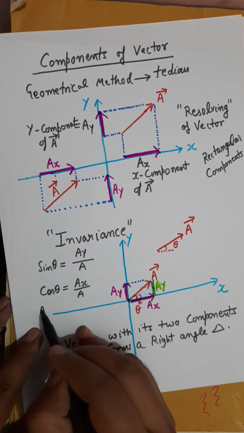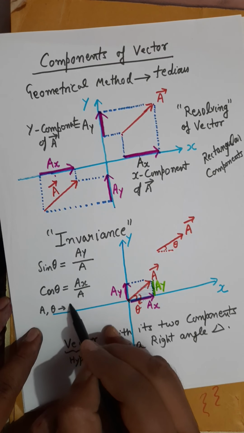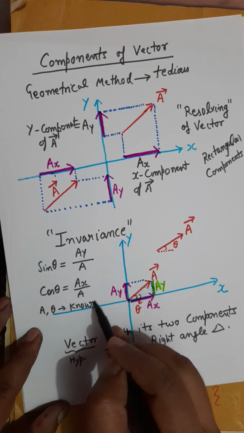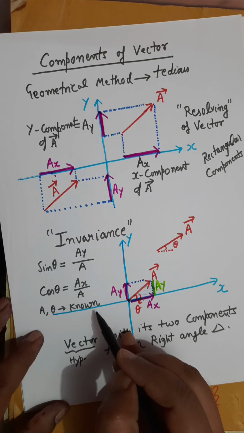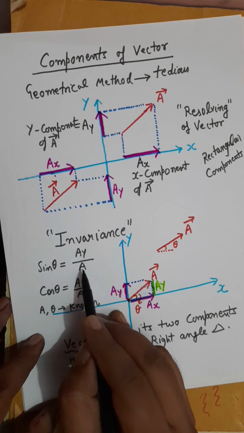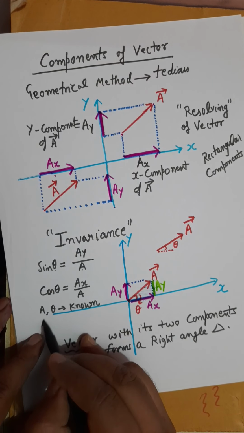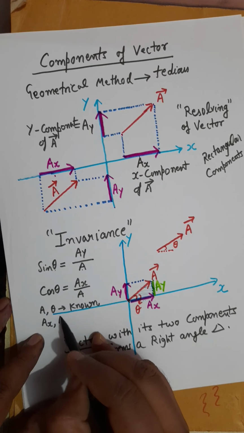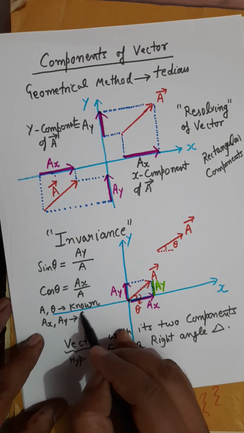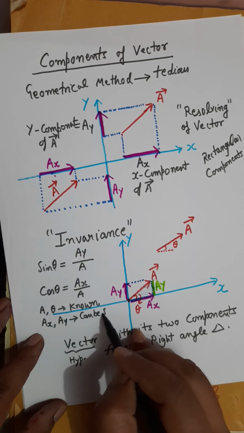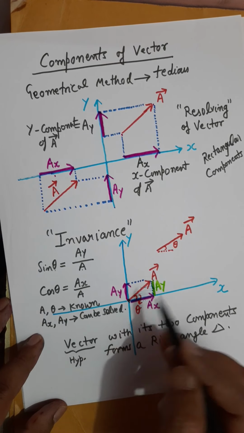So if A and theta both are known to you, I assume that A and theta are given in the problem, then if I know the value of A and the value of theta, AX and AY can be solved. We can find the values of AX and AY.